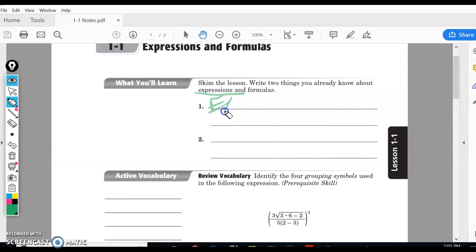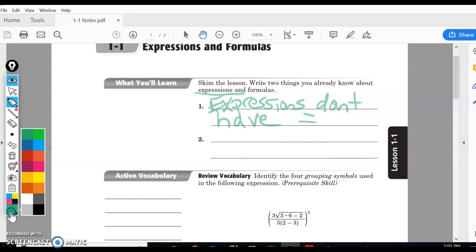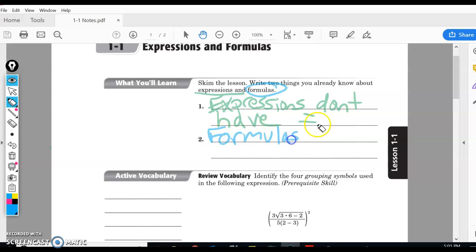So expressions, you know, don't have the equal to sign. On the other hand, formulas have the equal to sign, like equations. Okay?